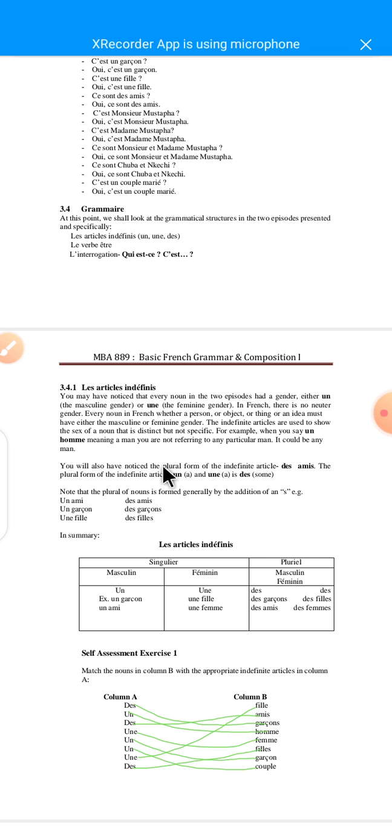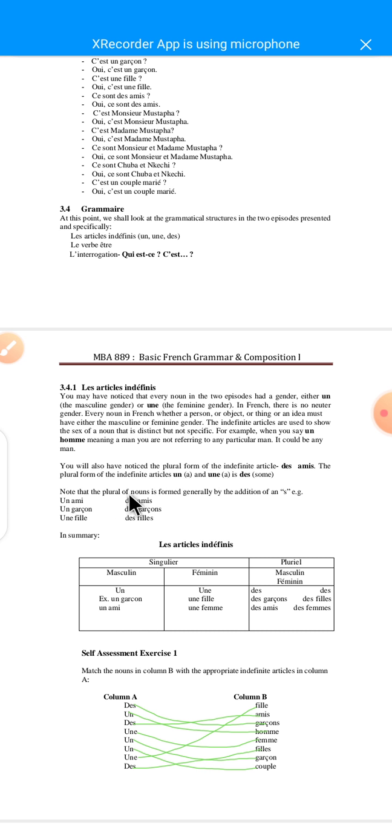You will also have noticed the plural form of the indefinite article, des, des amis, that's friends. The plural form of the indefinite article, that's un, and une, that's a, is des, that's some. For instance, des oranges, some oranges. Un garçon, a boy. Or you could say une fille, a girl.